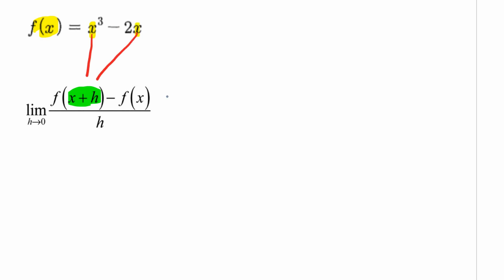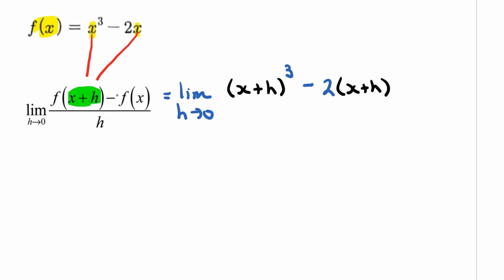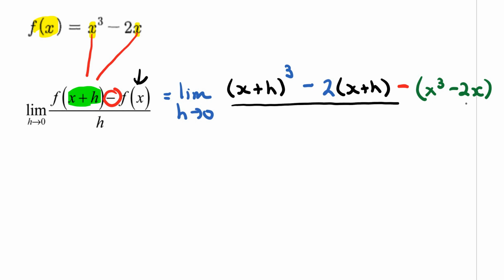x plus h. So in our first limit statement here, I'll write out the limit as h goes to 0. I have bracket x plus h, and that's being raised to the power 3, minus 2 times, and then not x, but bracket x plus h. And then there's a minus sign in the definition of derivative formula, so there's a minus there, and then we subtract the original function, and the original function is just x cubed minus 2x. And then we divide that whole thing by h. All right, so that's step number one.